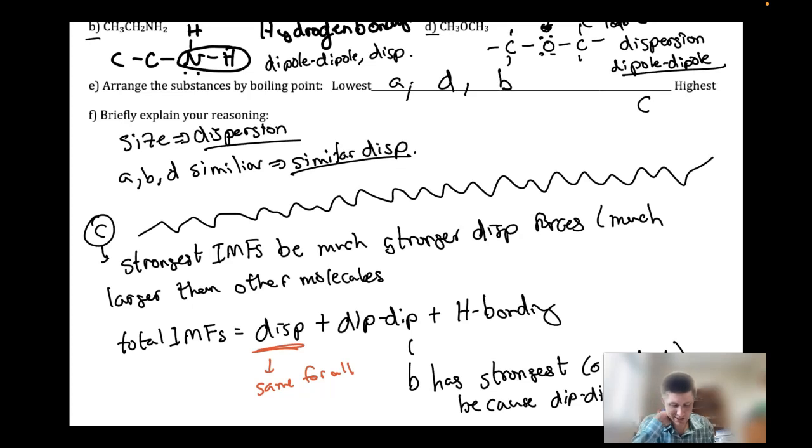Again, thinking about the logic here, the dipole-dipole forces are going to be sort of similar for D and B, and so what puts B over the top compared to D is these extra hydrogen bonding forces. So again, we've got to compare all different factors. And C, since its dispersion forces are so much bigger than the other ones, is just going to outweigh the extra contributions of these two terms up here because it's such a large molecule.